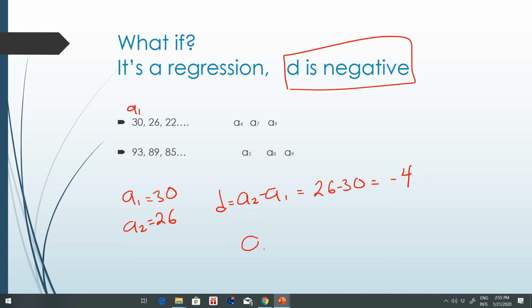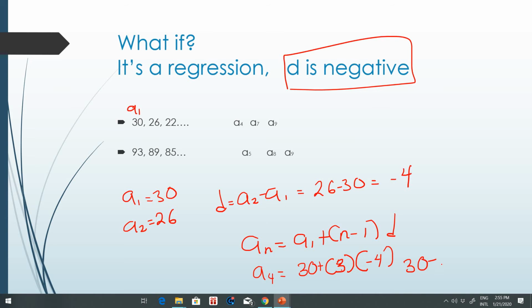So we still use the same formula. An is A1 plus n minus 1 times D. Just that D is negative. So let's find A4. A1 is 30, plus 4 minus 1 times D. 4 minus 1 is 3. And our D is minus 4. So hold on. 3 times 4 is 12 normally. Now 3 times minus 4 will give us minus 12. So we have 30 minus 12, and that should give us 18. So our A4 should be 18. And if you think about it, 22 minus 4 gives you 18.